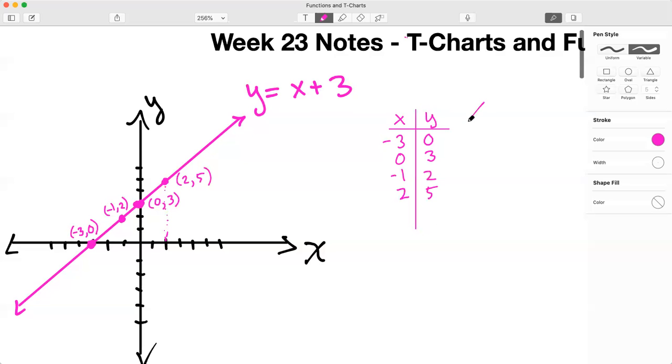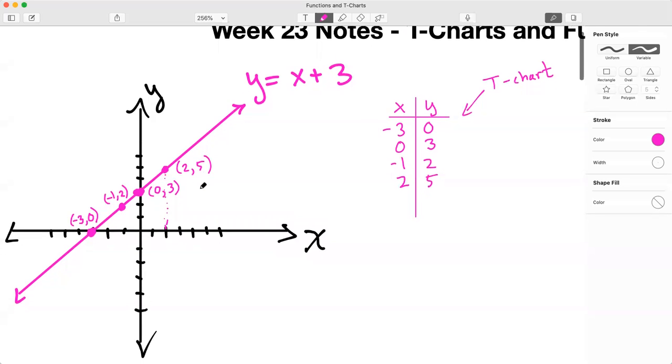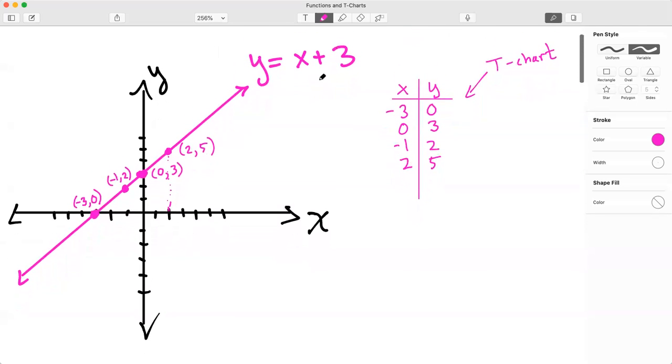This is called a t-chart. You're going to be making these so that you can graph lines, okay? Now, we'll talk about how to graph lines when you're just given the equation, but for now, we're just going to start picking values on the t-chart. We're going to plug them into the equation, we're going to evaluate them, and then we're going to connect the dots to form a line. We don't always have to find just the x and y intercepts.